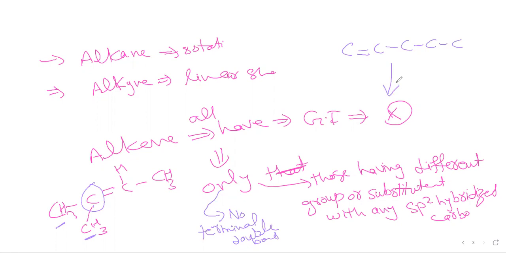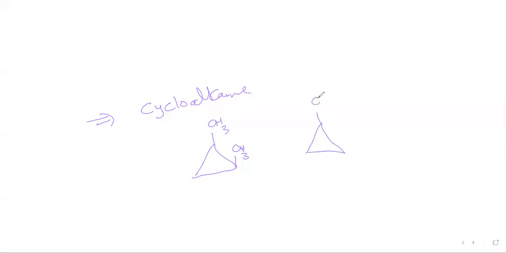So these are the conditions, and the next thing, besides alkane and alkyne, that you have studied is cycloalkane. Cycloalkanes also have geometric isomerism. How? Now we have studied the skeletal form. So this is cis type, and this is trans.